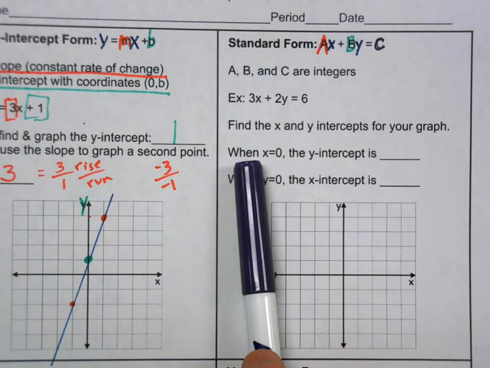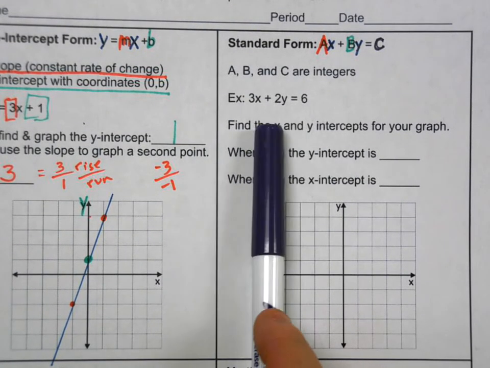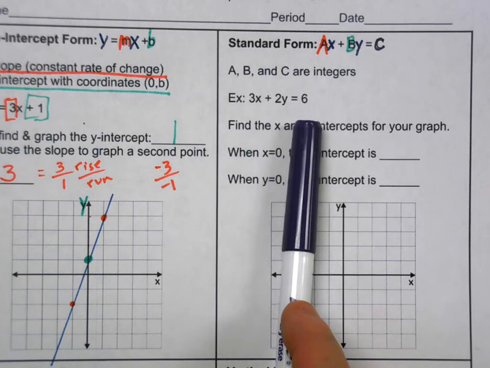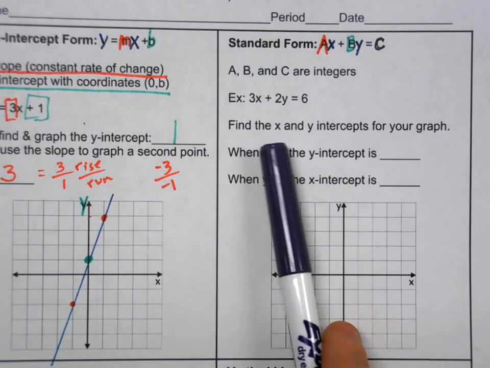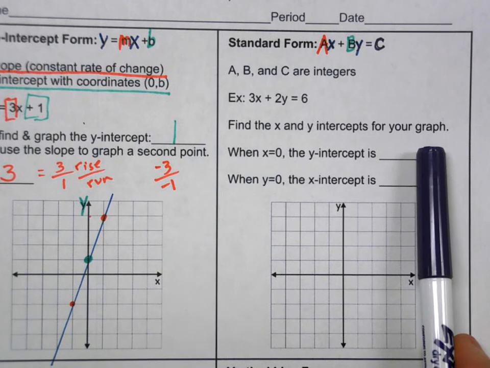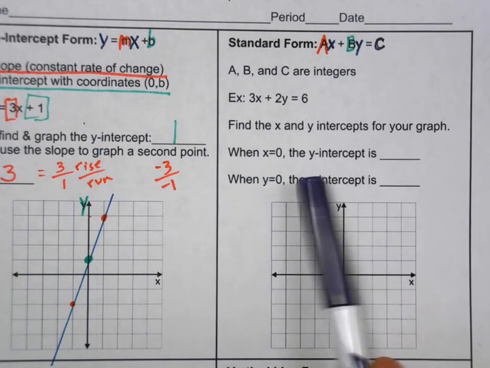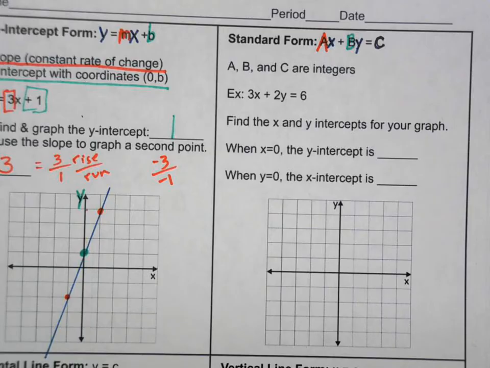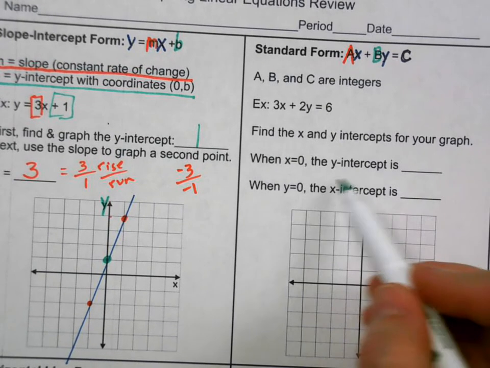So my steps here, here's my equation. Okay. 3x plus 2y equals 6. Find the x and y intercepts for your graph. Now, the y-intercept is when x is 0, right? That's the definition of the y-intercept.